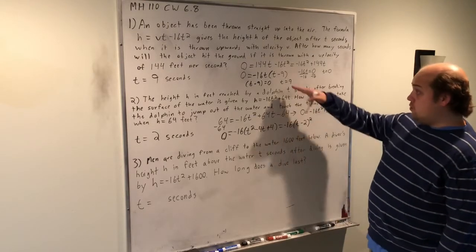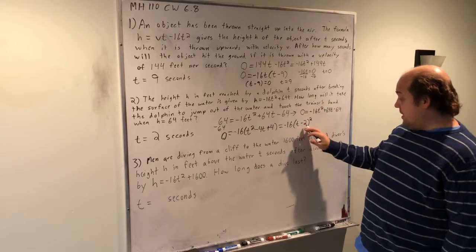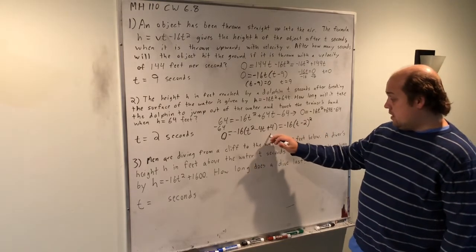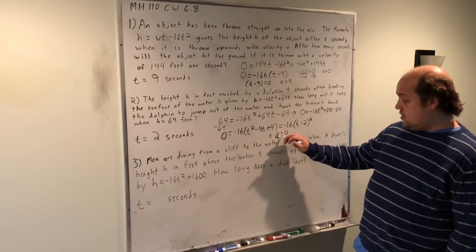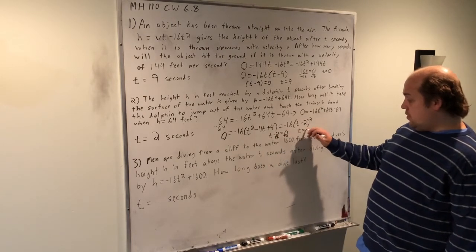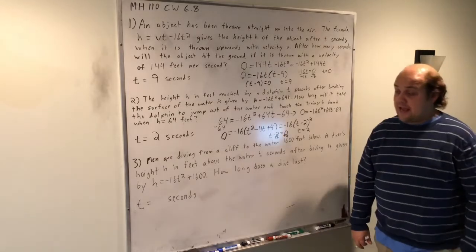So again, I could do it the way that I did up here and say, well, let me take the factor I want to equal 0, t minus 2, set it equal to 0. If I then added 2, that's how I would get t equals 2 seconds as my answer.